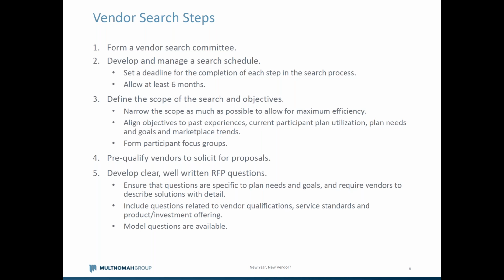So if the primary objective is you've had some administrative errors with your plan, it's best to clearly articulate that at the outset and keep that in mind as you go through the whole process evaluating vendors against that, rather than allowing some of the vendor strengths to change what you're looking for.